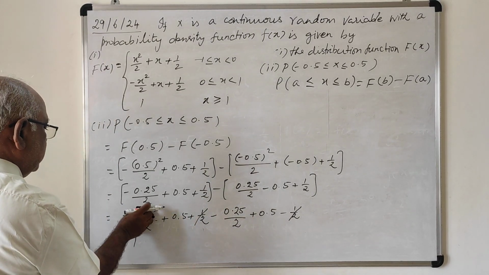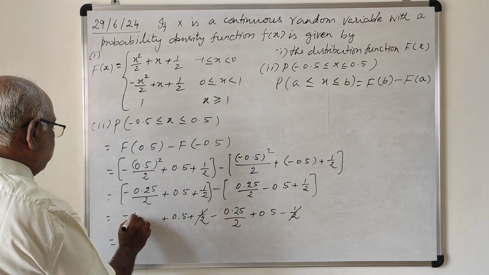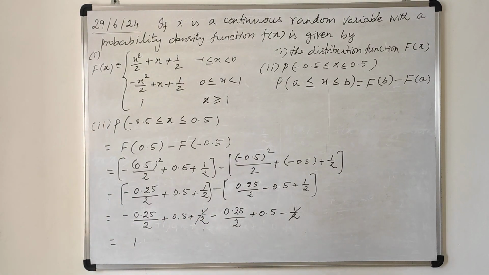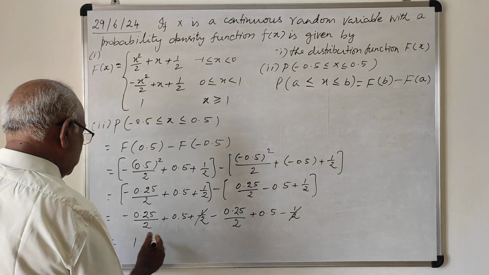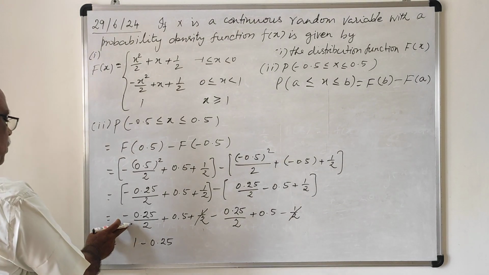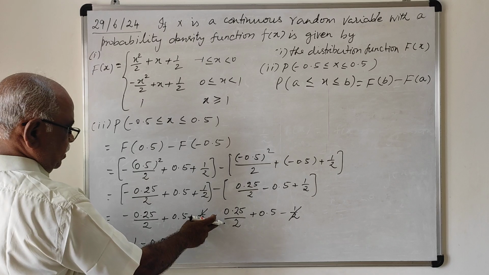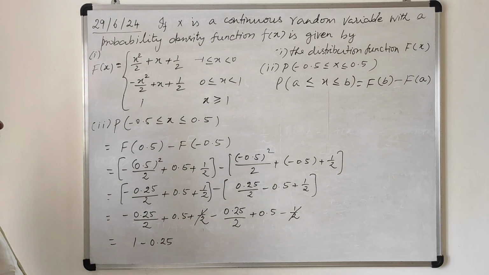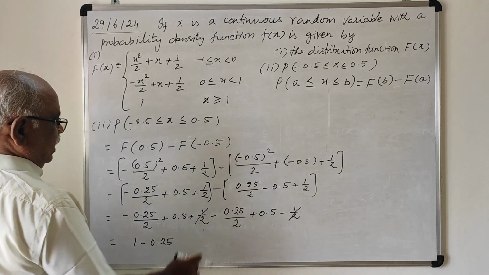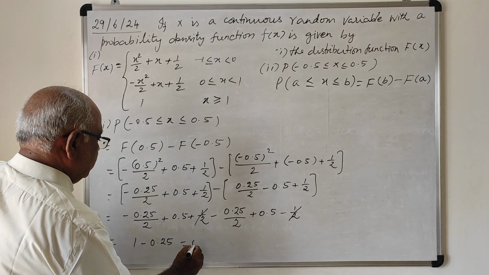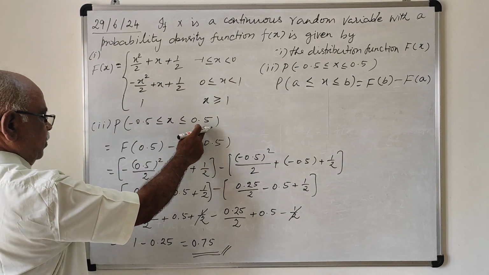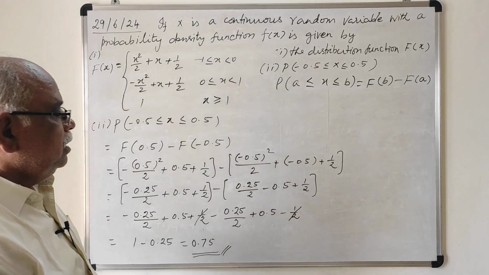And here, 0.25 by 2 minus 0.25 by 2 is just minus 0.25 only. 2 to cancel, you will get minus 0.25 only. So 1 minus 0.25, you know, that is 0.75. So the second case, probability of minus 0.5 less than or equal to x less than or equal to 0.5 is 0.75. That's your required answer. That's all about the problem.